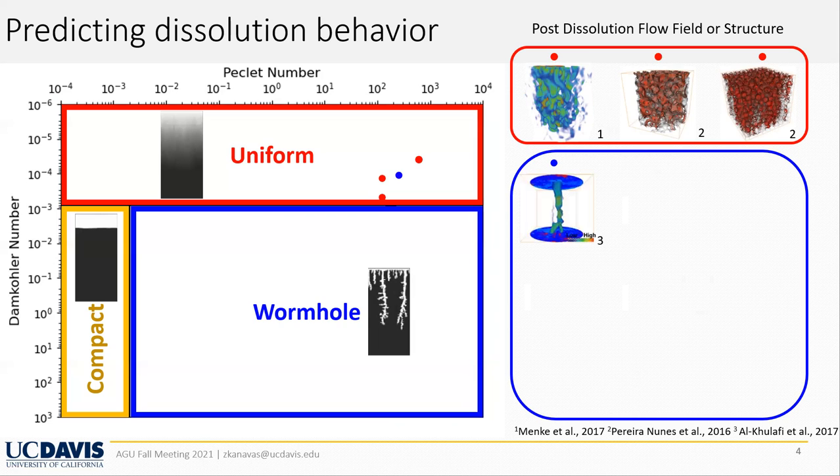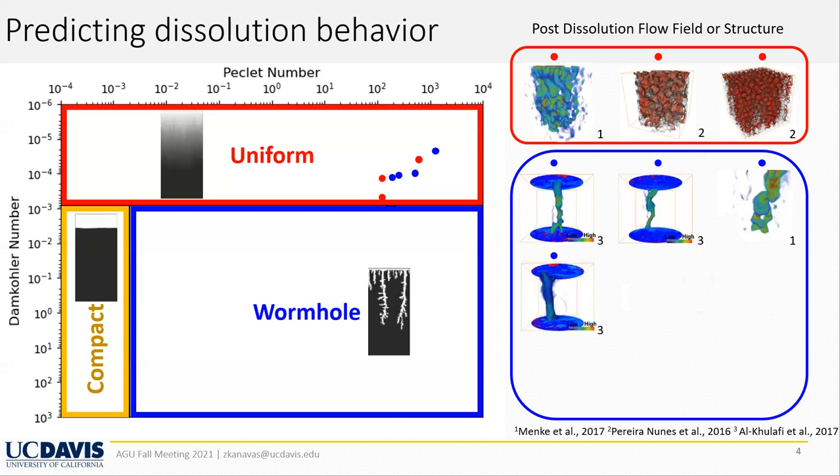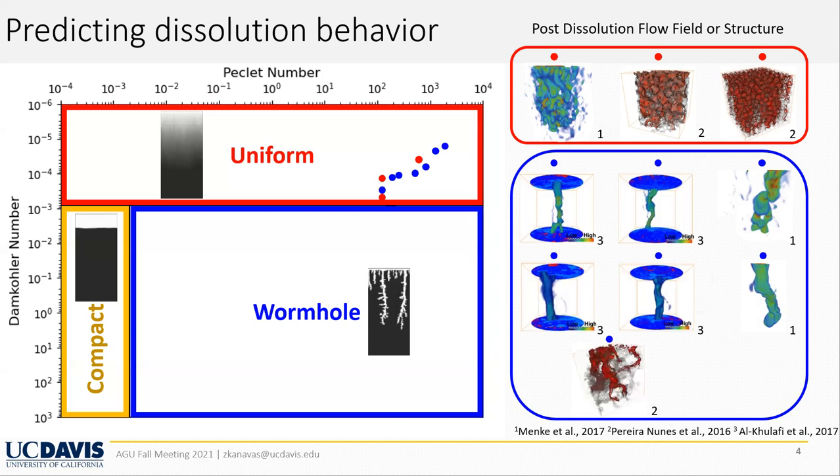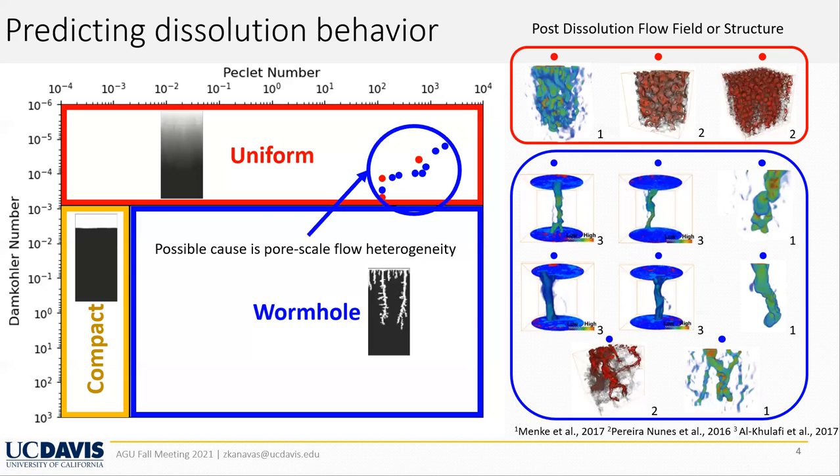Now, we plot the samples where we observe wormhole dissolution. We see that all of these samples were incorrectly classified by the classic model. A possible cause for this misclassification for wormhole dissolution patterns is the pore scale flow heterogeneity that this macroscopic model was not designed to capture.